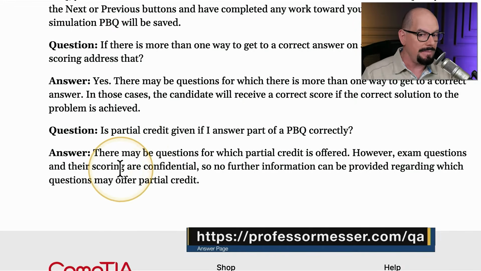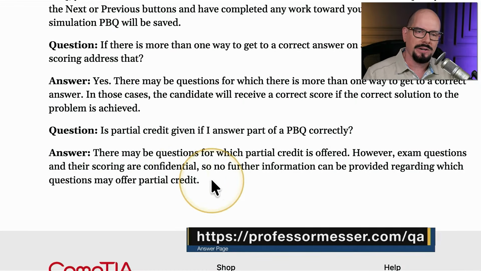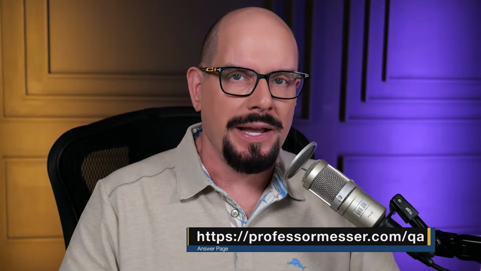It says, there may be questions for which partial credit is offered. However, exam questions and their scoring are confidential, so no further information can be provided regarding which questions may offer partial credit. So there's your definitive answer on performance-based questions and partial credit, which is, can you get partial credit on a performance-based question? And the answer is maybe. There you go. I hope that's cleared things up for you. It doesn't answer anything, does it? It doesn't help at all. The answer is we could, we might, maybe, sort of, but you'll never know.